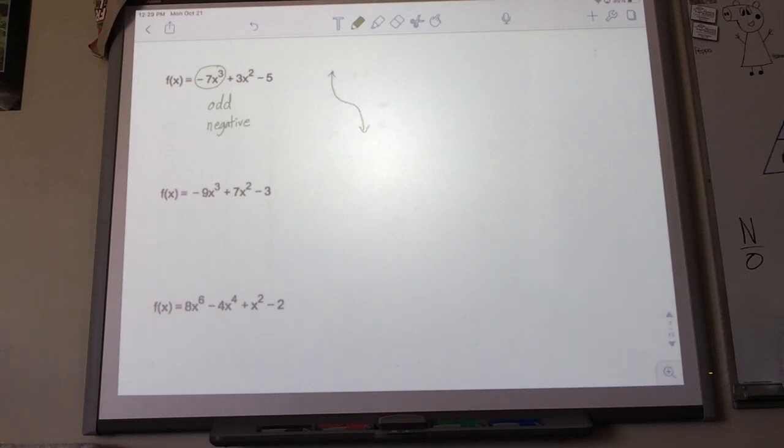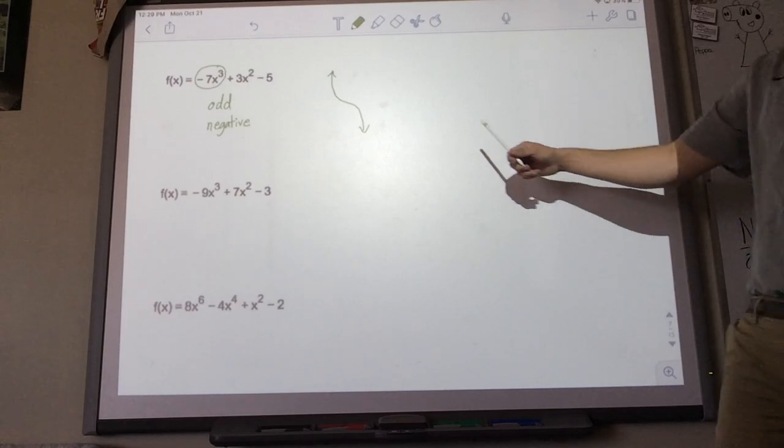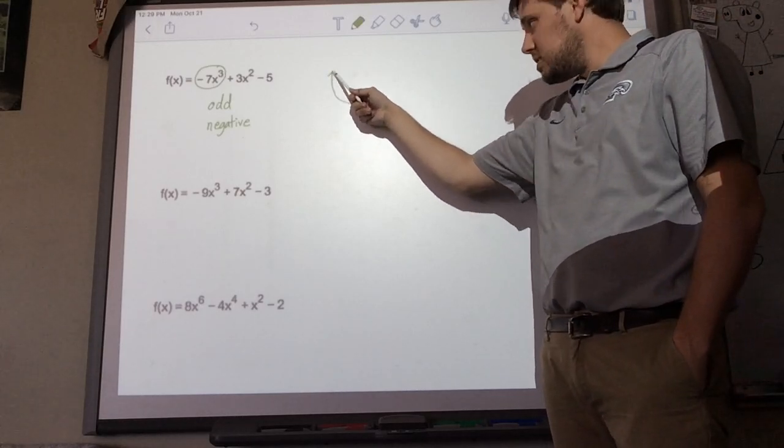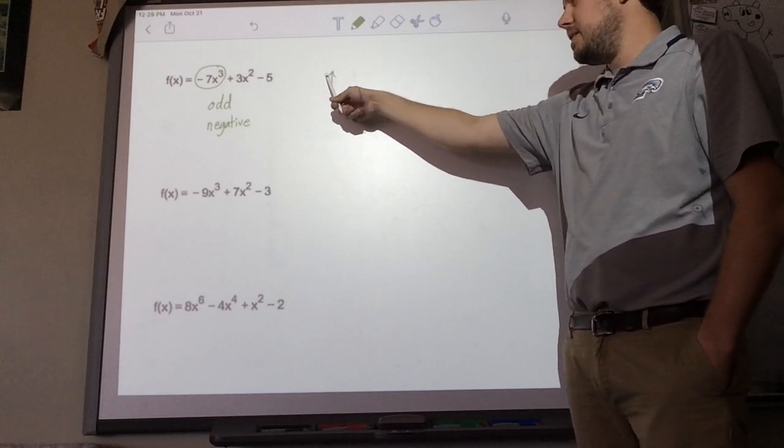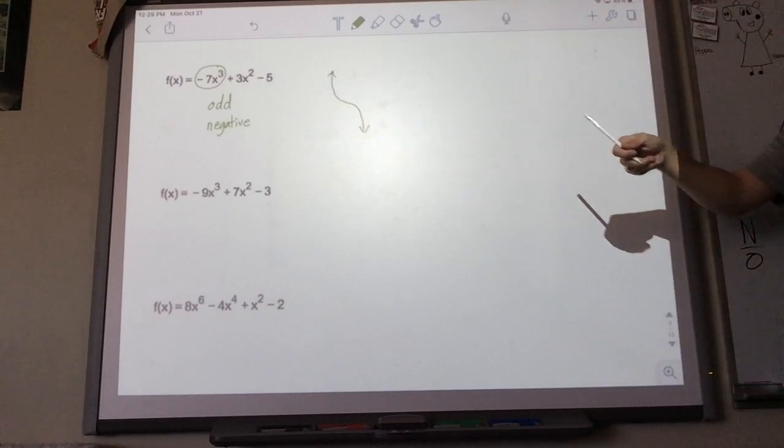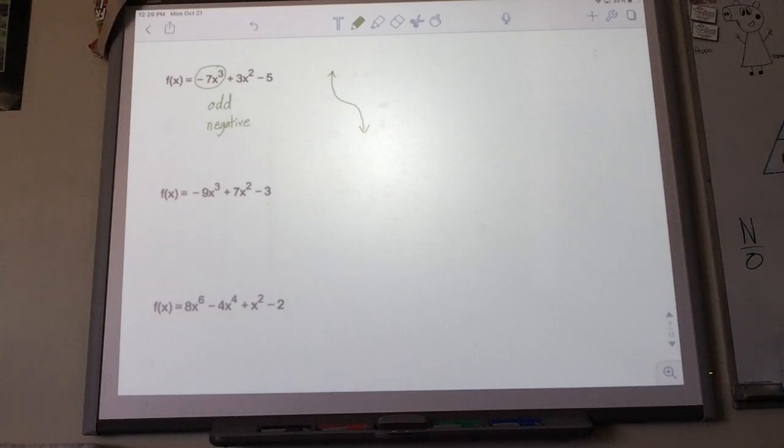Okay, but you can put an arrow on this other side too. And a lot of people, again, get confused because this looks like it's going up. You always read the graph from left to right. So from left to right, that is going down. Okay, so it's going down because it's negative, and the end points are opposite because it's odd.